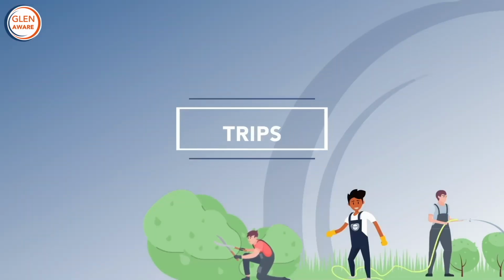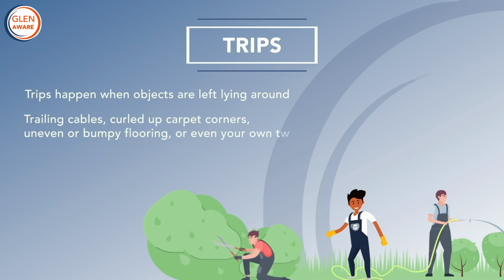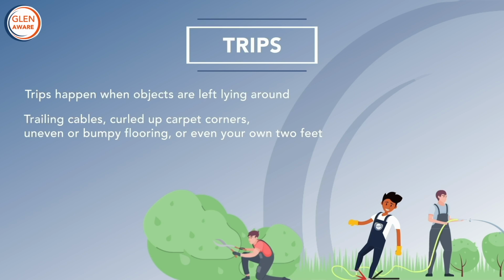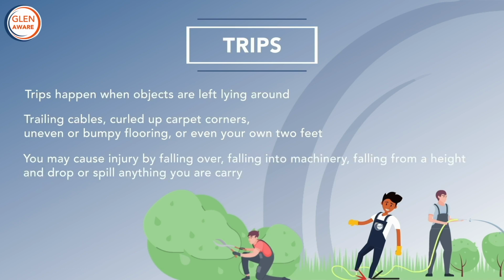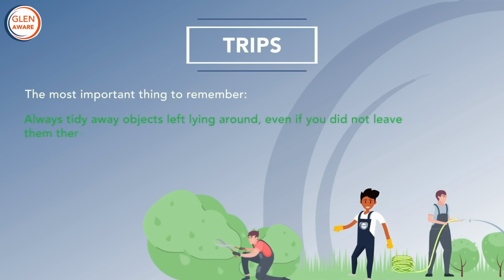Trips. Trips happen when you unexpectedly bump into objects left lying around. Trailing cables, curled up carpet corners, uneven or bumpy flooring, or even your own two feet. Hitting your leg on something unseen can be painful enough, but you will also run the risk of falling over, falling into machinery or from a height, dropping or spilling anything you might be carrying, or simply pulling a muscle while trying to keep your balance or landing awkwardly. The most important thing to remember, however, is simply to always tidy away objects left lying around, even if you didn't leave them there.